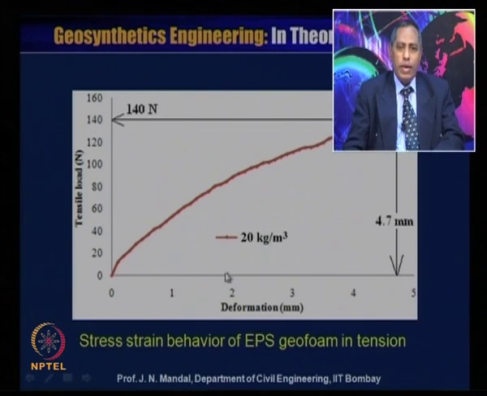The x axis gives the deformation in millimeter and this is the tensile load in kilonewton. You can see the nature of the curve is like this. That means the tensile load is increasing with increasing deformation, and this is shown only for the density of expanded geofoam of 20 kg per meter cube. So, when the deformation is about 4.7 millimeter, then the tensile load is 140 Newton.